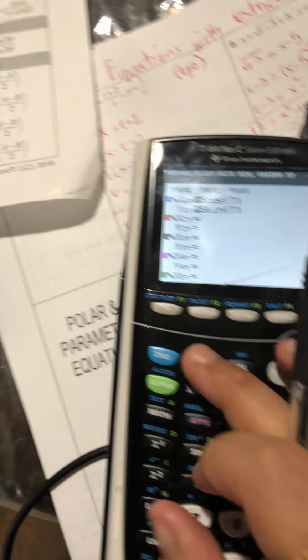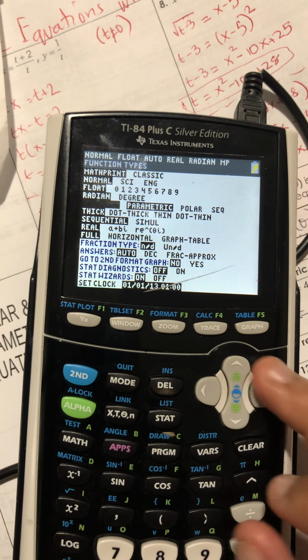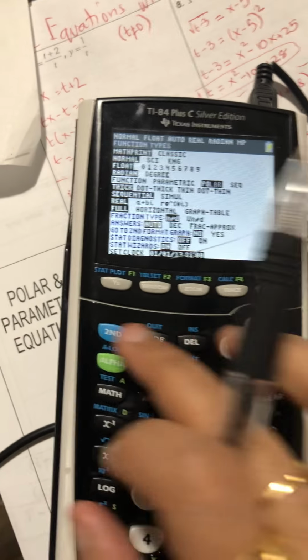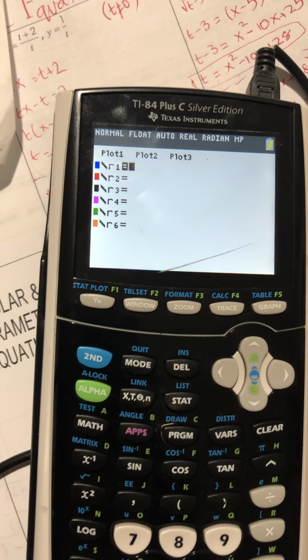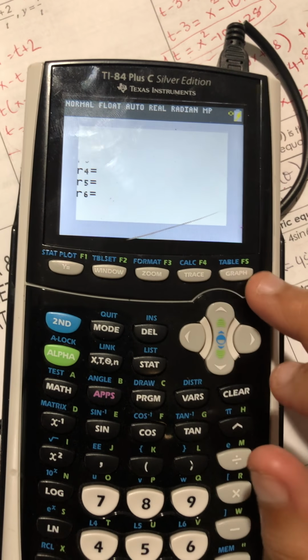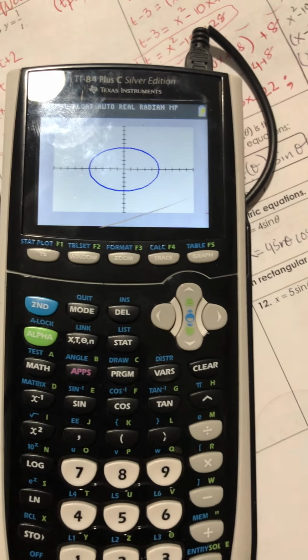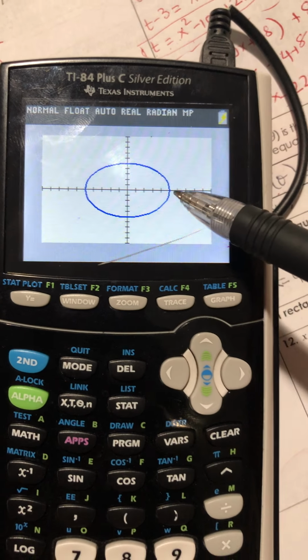So first of all, let's change this to polar equation, and now let's graph r equals 5. Now let's graph this. R equals 5 is this, with a radius of 1, 2, 3, 4, 5.